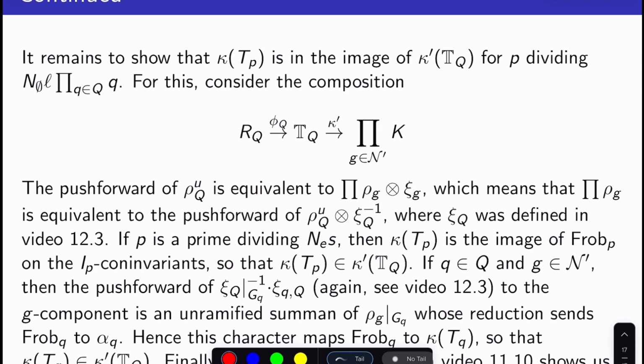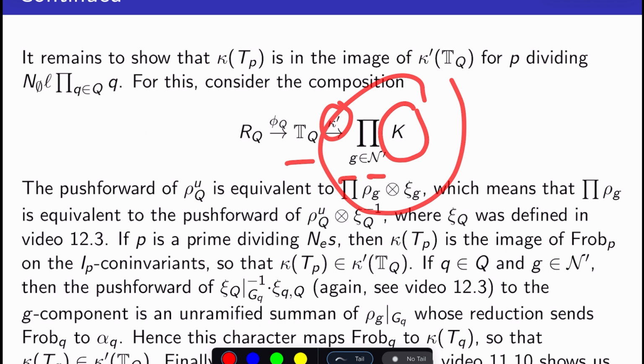And so really, we just have to show now that kappa of T_P is in the image of kappa prime of T_Q for P dividing N sub empty set L times the product of q for all q in big Q. So to do this, consider the following composition. We'll take phi Q from R_Q to T_Q, and then we'll take the kappa prime we just built from T_Q to the product over G in fancy N prime of K.